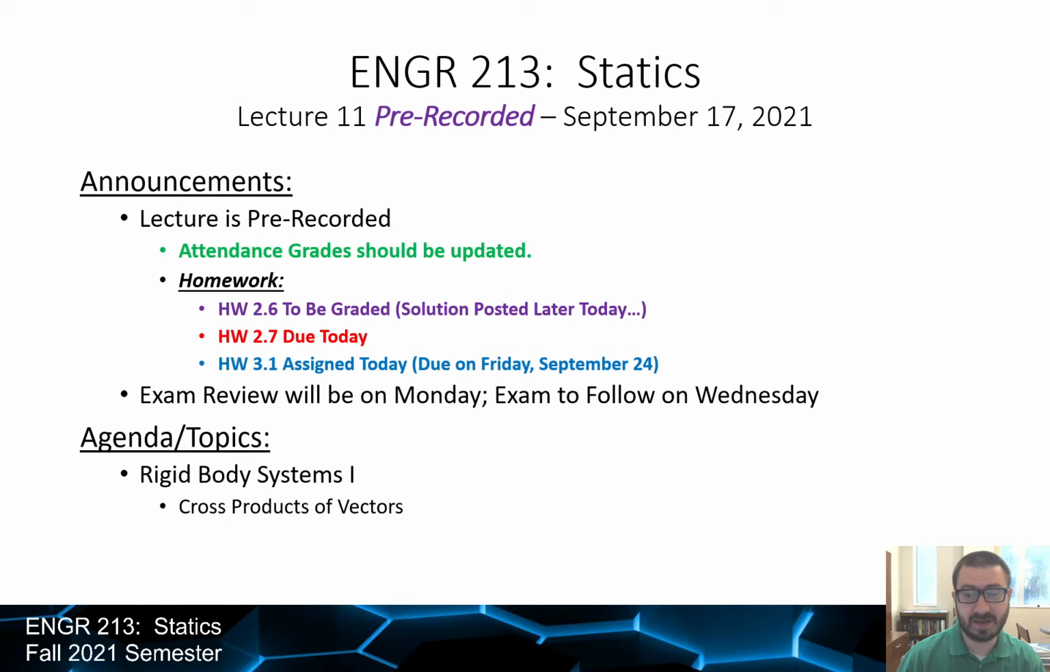So first off, the attendance grades should be up to date. In terms of the homework structure, homework 2.6 should be graded, or to be graded. I say to be graded because they might still be working on it. Hopefully the TAs are able to keep up with that. Homework 2.7 will be submitted at the time this lecture is posted, and I'm going to assign homework 3.1 today.